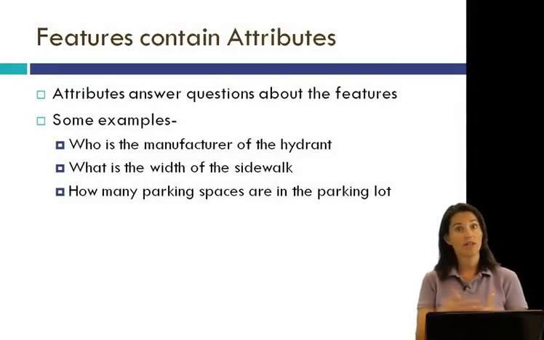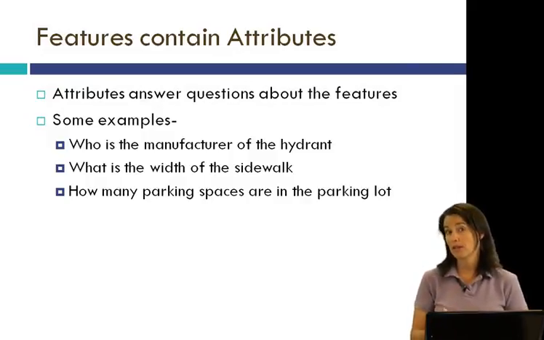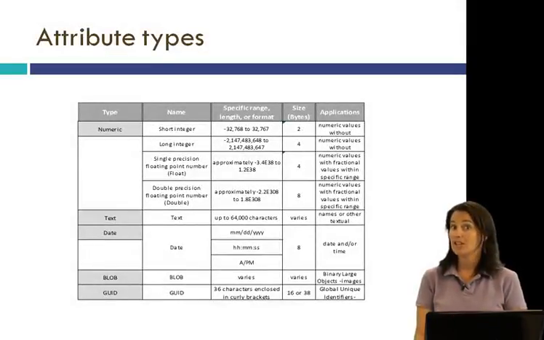Okay, so once you have a feature that has a type, it's going to contain attributes. Attributes answer questions about the feature. Some examples: who's the manufacturer of the hydrant? What is the width of the sidewalk? How many parking spaces are in the parking lot? Each of these attributes has an answer to it.